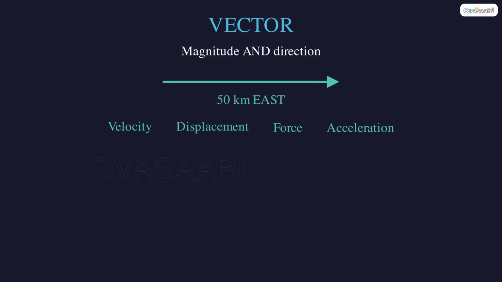A vector has magnitude and direction. Velocity, displacement, and force are vectors. The arrow shows where it points.